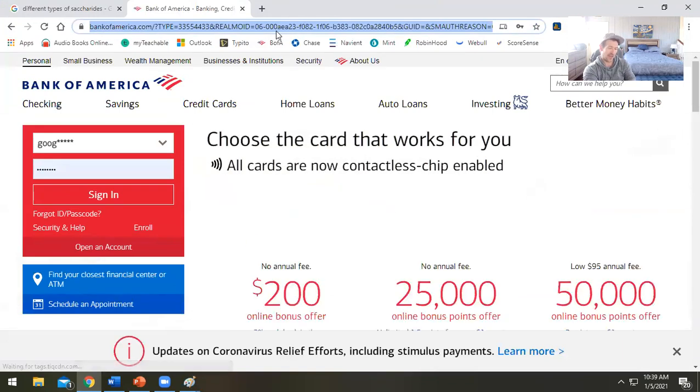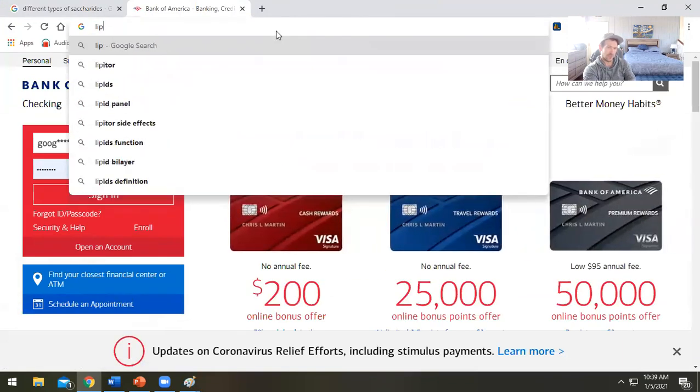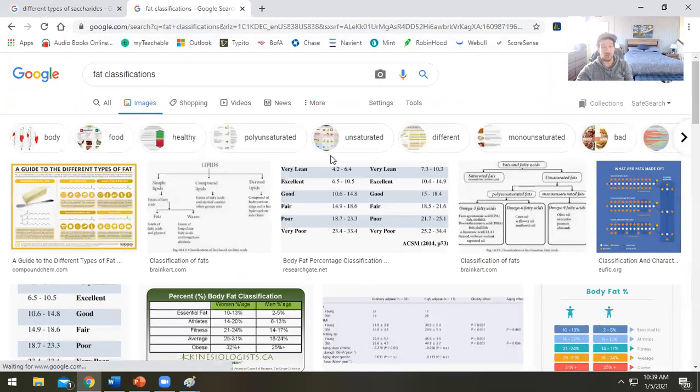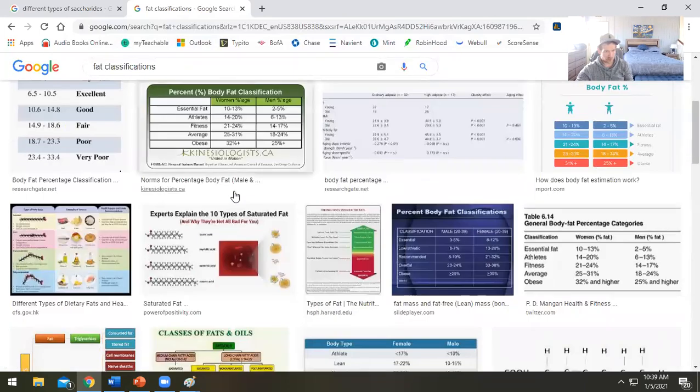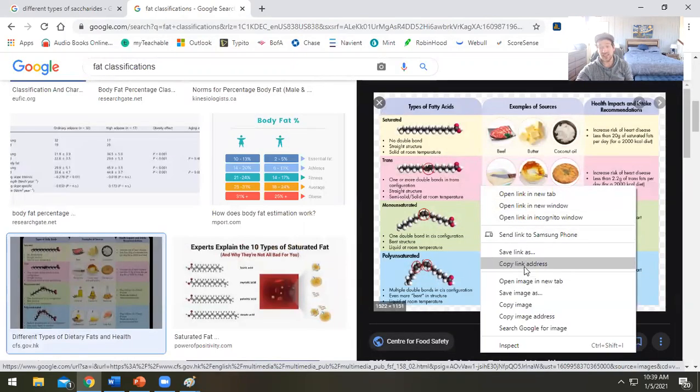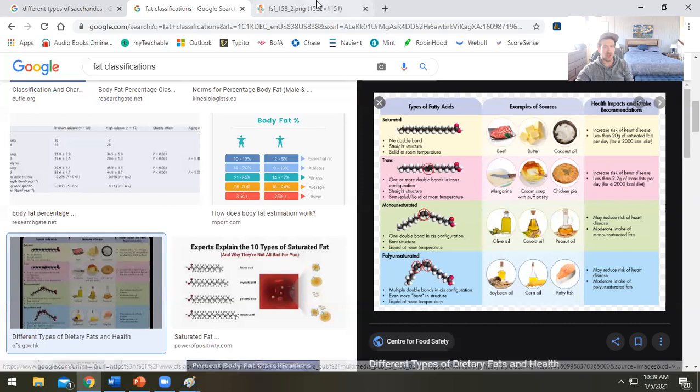Well, we've also got fat classifications. We've also got three main categories of fats as well. I need a good chart. Where is it? There we go. And technically four, but really three.